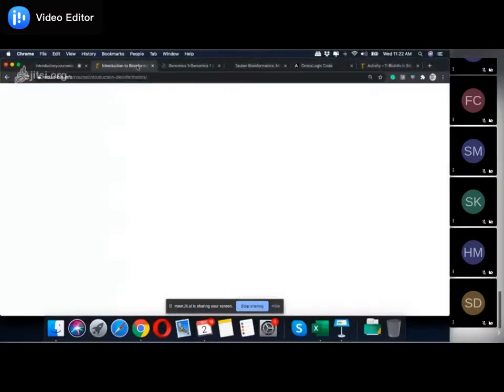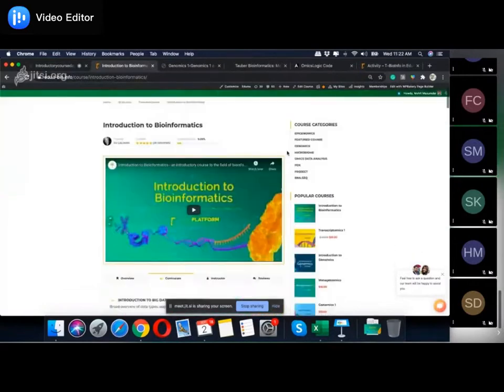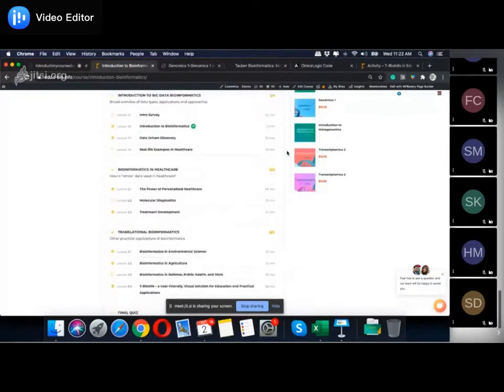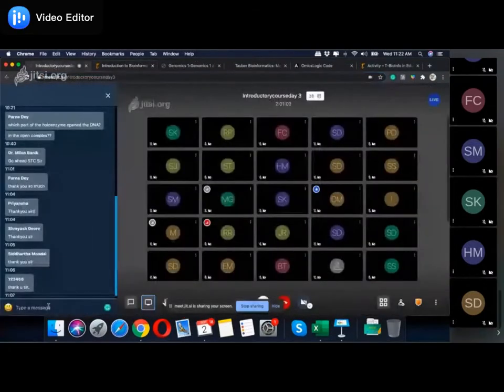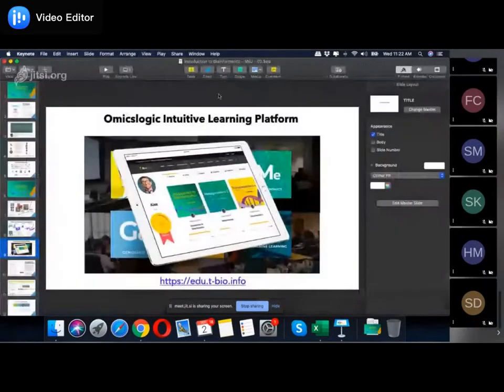If you can see my screen, you just have to create a profile on this site, and then go and take this course. This course talks about introduction to bioinformatics. I'm going to tell you more about it, but this is just a hands-on exercise. Okay, there you go. Please visit this link and take this course. It might take you about 2 hours to finish, so you can do it afterwards.